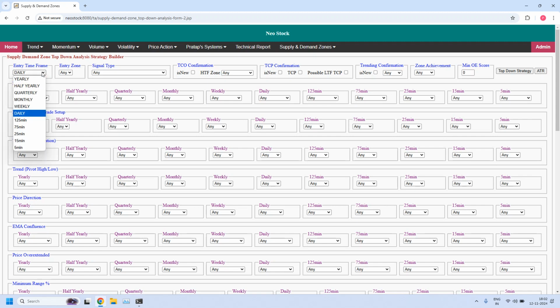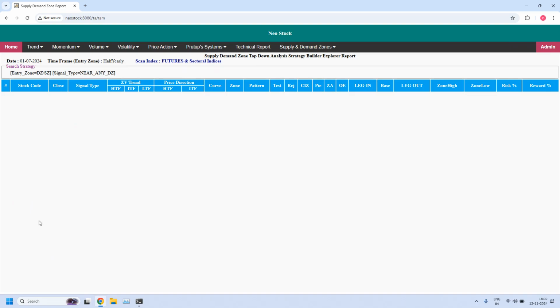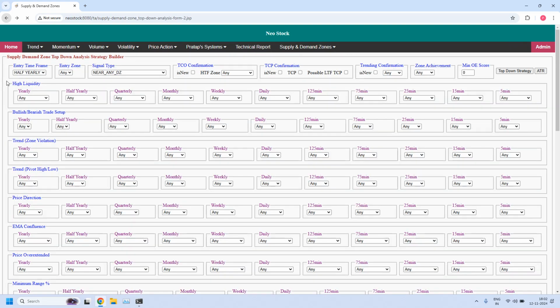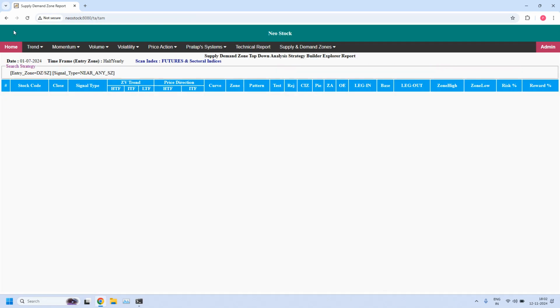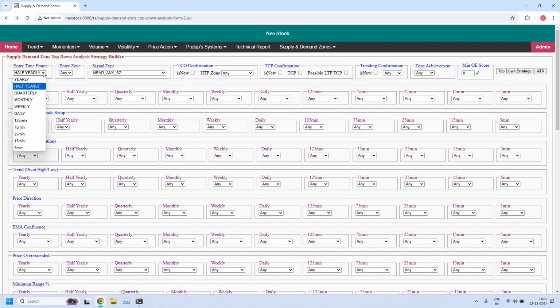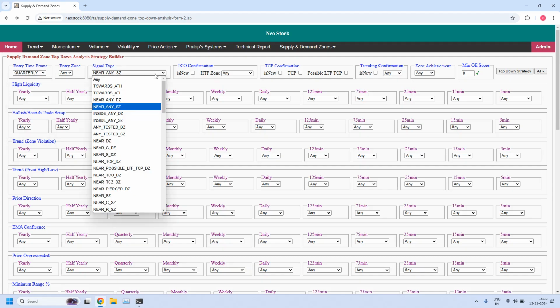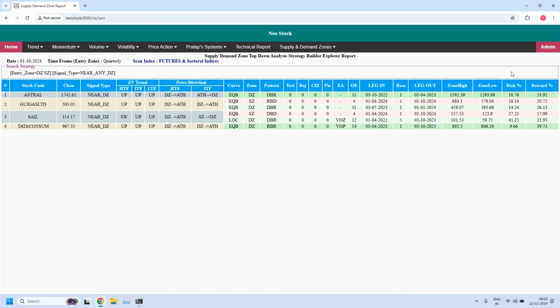Okay, let me start with the half yearly time frame. Let's find the stocks near half yearly demand zone. No stocks are filtered. Next, half yearly time frame. Let's find the stocks near half yearly supply zone. No stocks are available. Next time frame is quarterly. Let us find the stocks near quarterly demand zone.